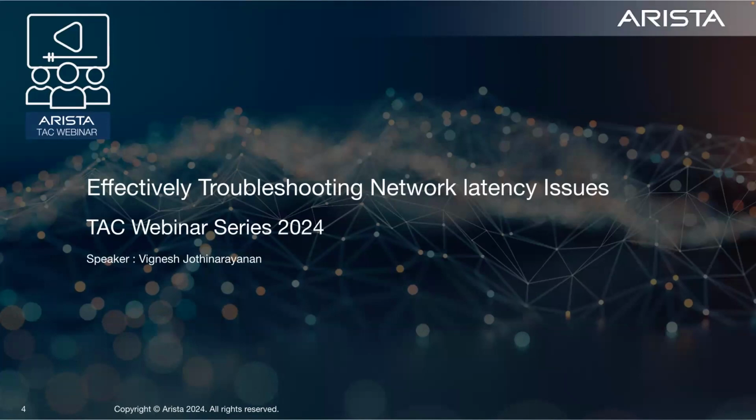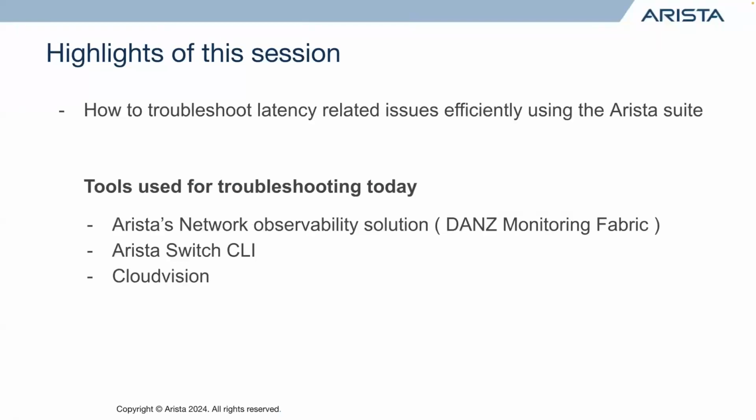So let's go over the highlights of this session before we dive into the actual troubleshooting scenario. Troubleshooting complex issues is always time consuming. In order to solve this problem, Arista also builds tools which are efficient to use, especially in complex scenarios. For the scenario we're going to deal with today, which is one of the complex ones, like intermittent network latency issues happening on the network, we're going to use tools from Arista like Arista's Network Observability Solution or DANZ Monitoring Fabric, Arista Switch CLI with a rich set of debug commands, and CloudVision.